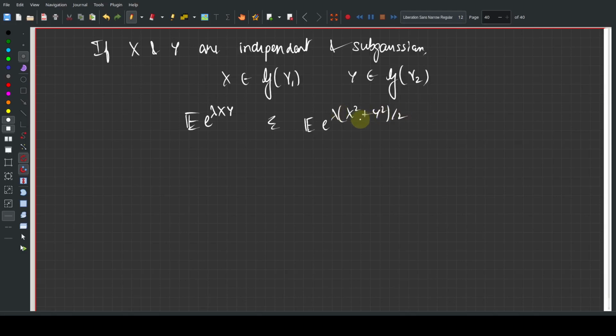So here I'm just using the basic inequality that x squared plus y squared, the whole divided by 2, is greater than or equal to x times y, because (x minus y) the whole squared is greater than or equal to 0. Okay, so I have this. But this is just equal to the expected value of e to the lambda x squared by 2 times the expected value of e to the lambda y squared by 2. Correct? Okay. What can I do now?